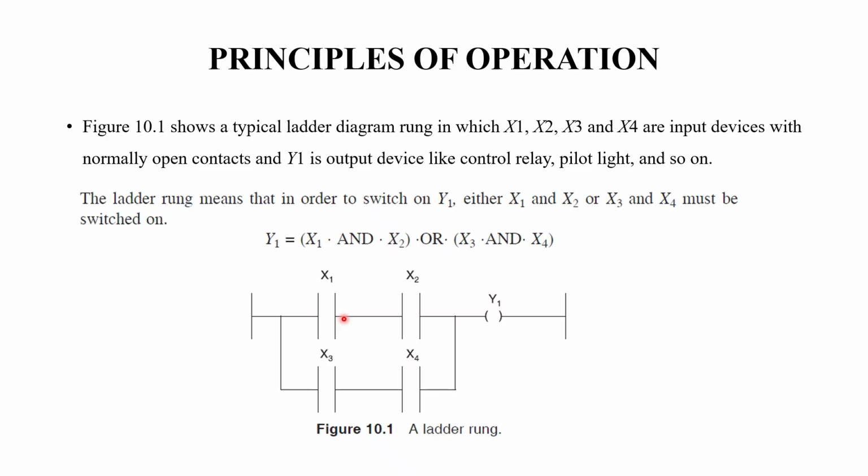Here you have 4 inputs: x1, x2, x3, x4. The first two are connected in series, 3 and 4 are connected in series, and overall they are connected in parallel. If contacts are connected in series, you call that an AND combination: x1 and x2, and x3 and x4, and overall it is connected in parallel. Your output will be x1 and x2 or x3 and x4. In this way we implement the ladder rung schematics.